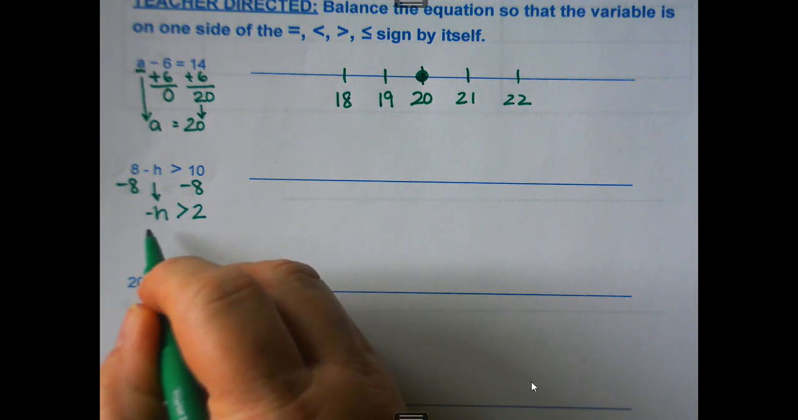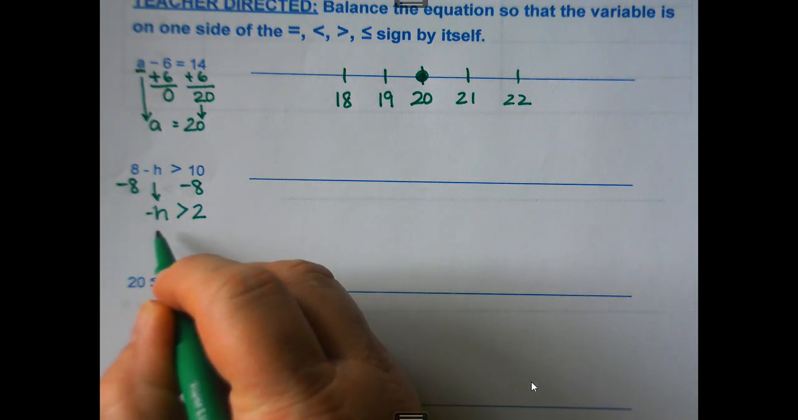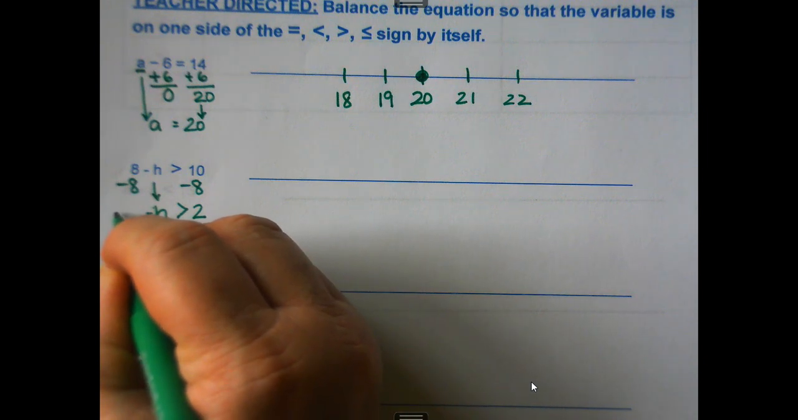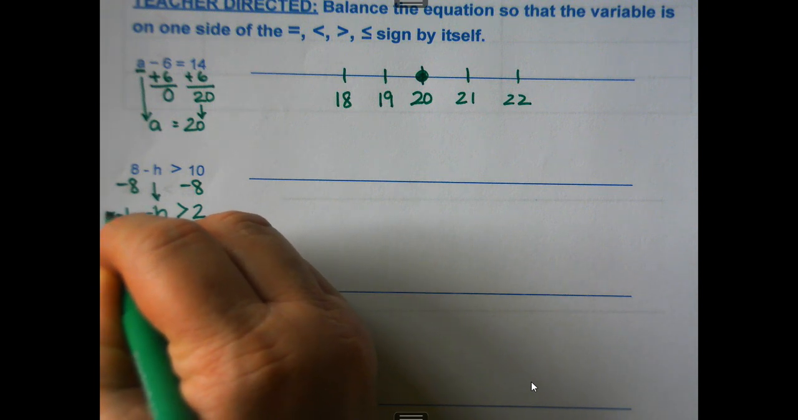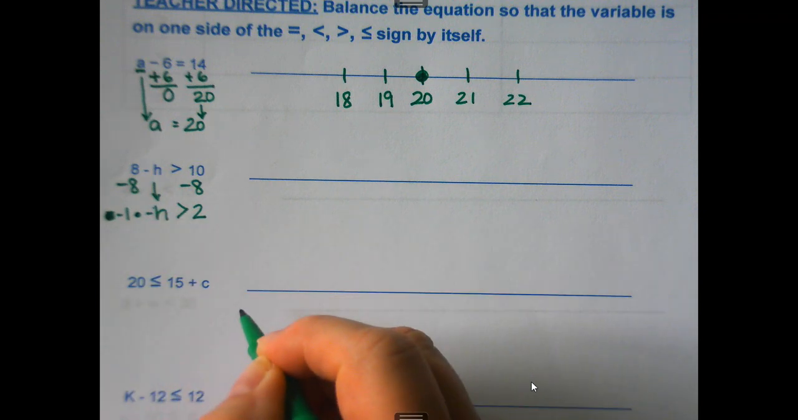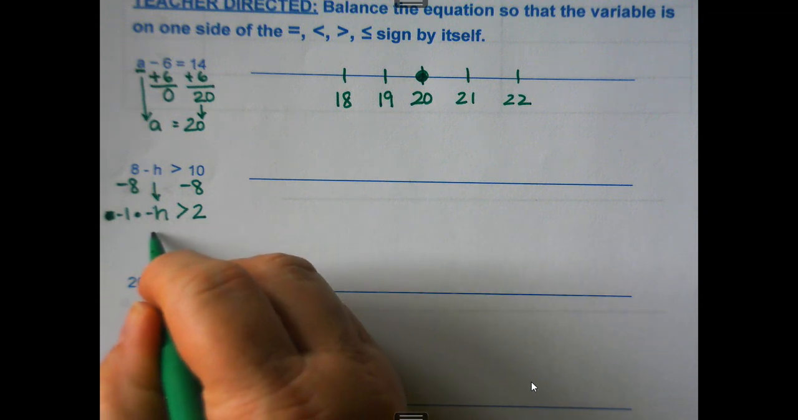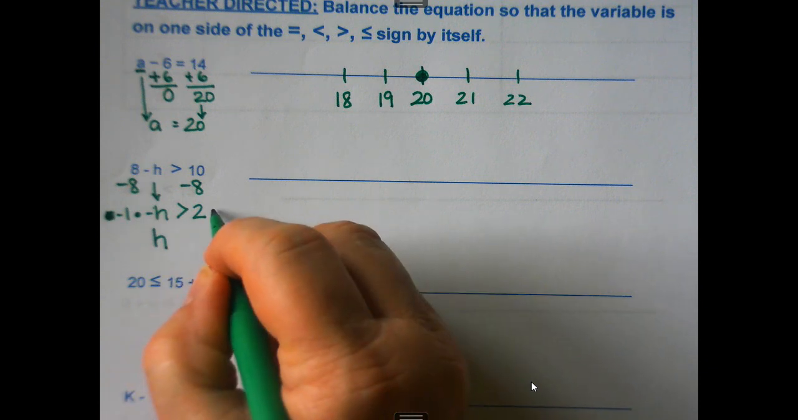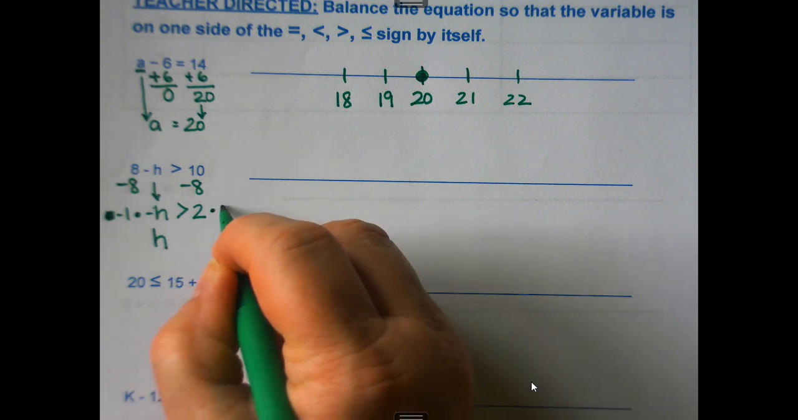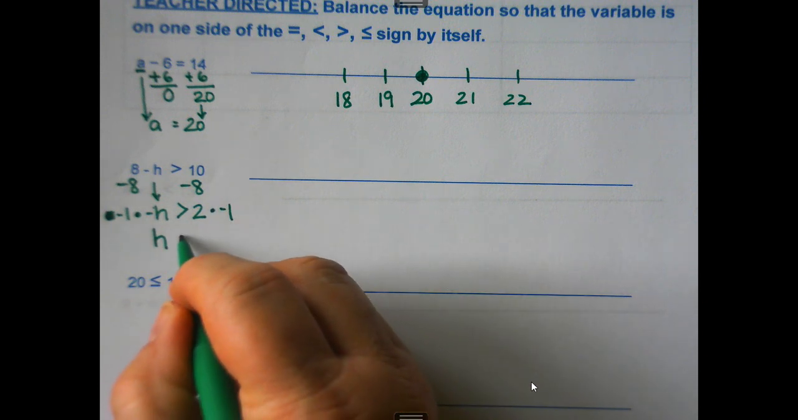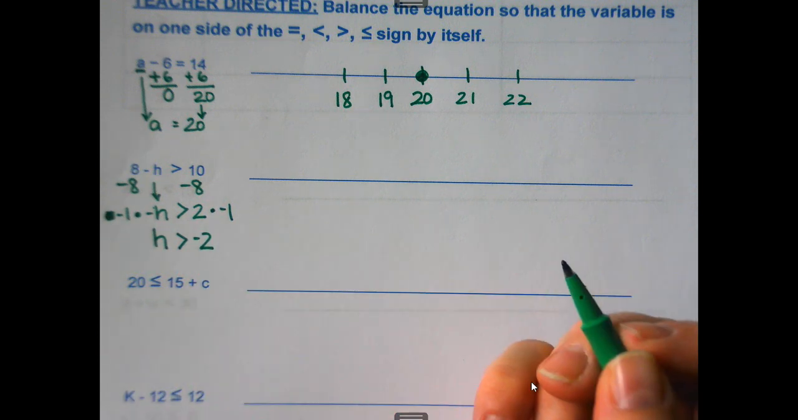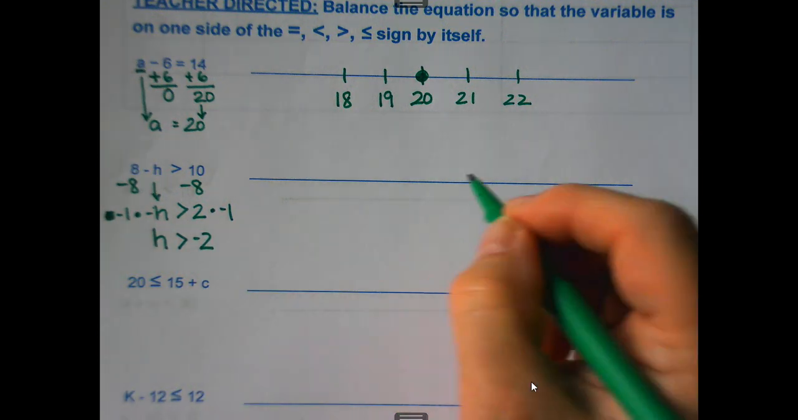And just like I did yesterday, I can multiply this by negative 1. So we're going to do negative 1 times h, and if I have a negative times a negative, that makes a positive. And I am going to do the same thing over here. I'm going to multiply 2 times negative 1, and that ends up giving me a negative 2. How do I take that up and graph it?